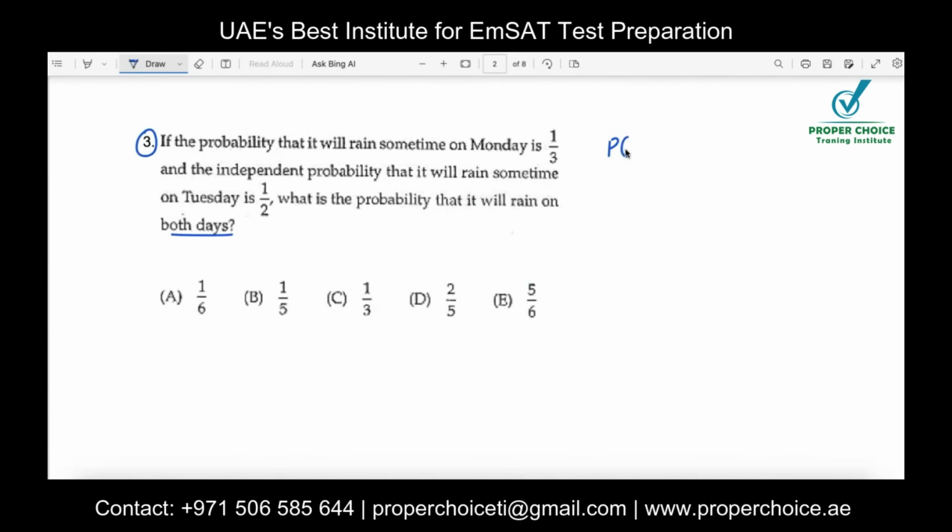Let's take the probability of raining on Monday, it's going to be 1/3. The probability of raining on Tuesday is going to be a half. Now, what is the probability that it will rain on both days? It's going to be the probability of Monday times the probability of Tuesday. Whenever there are independent events, just multiply. That is 1/3 times 1 by 2. We get a probability of 1 by 6, which is option A. 1 by 6 is the probability of this happening.